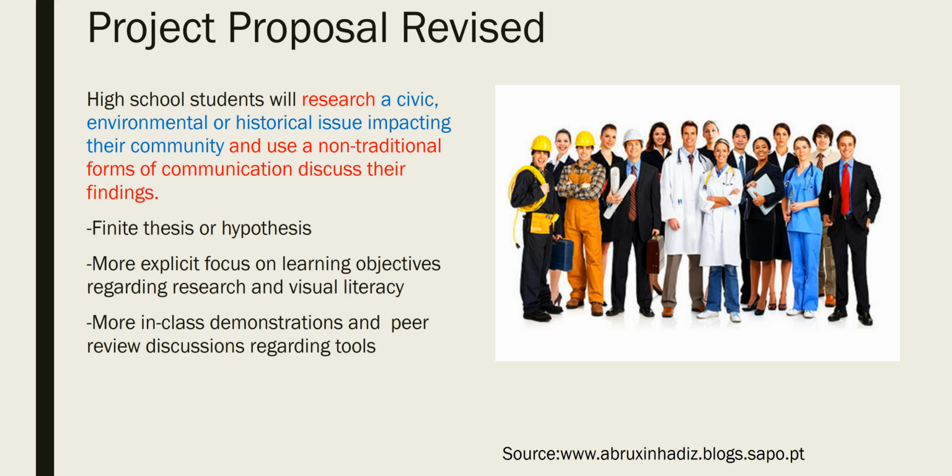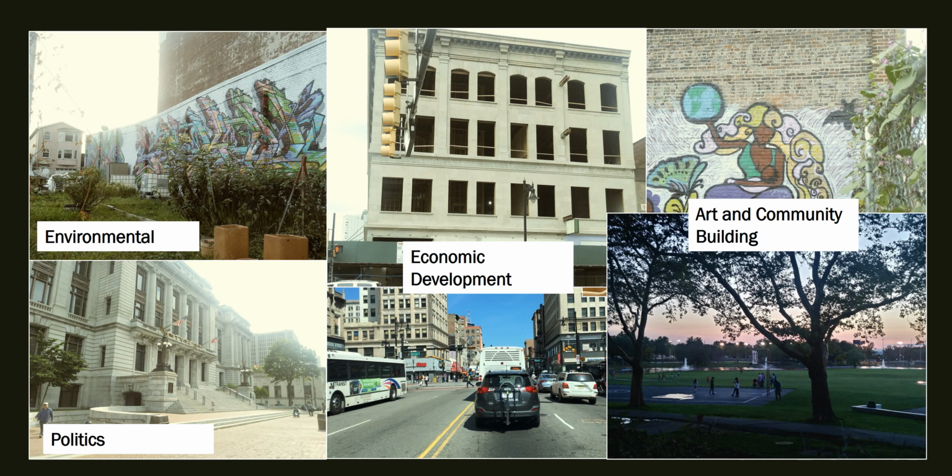For this proposal, I think students need to have a really finite thesis or philosophy. Previously I said that they would just explore a topic of interest in their community, but now they need to have a finite goal in terms of what exactly they want to explore. So for example, if they wanted to explore an environmental issue, they would need to be specific. Do they want to explore community gardens? Do they want to explore how to start a community garden?